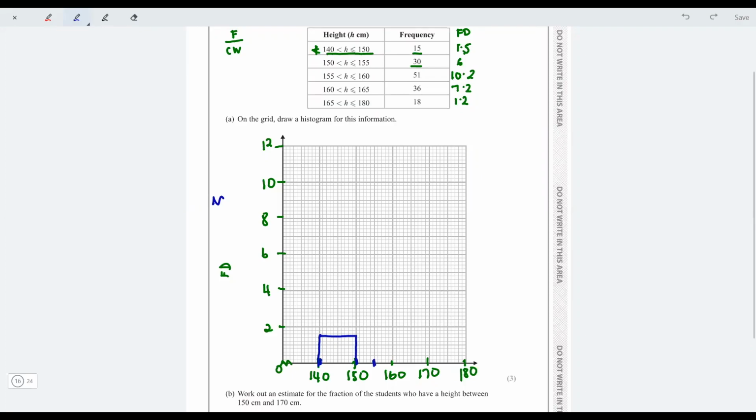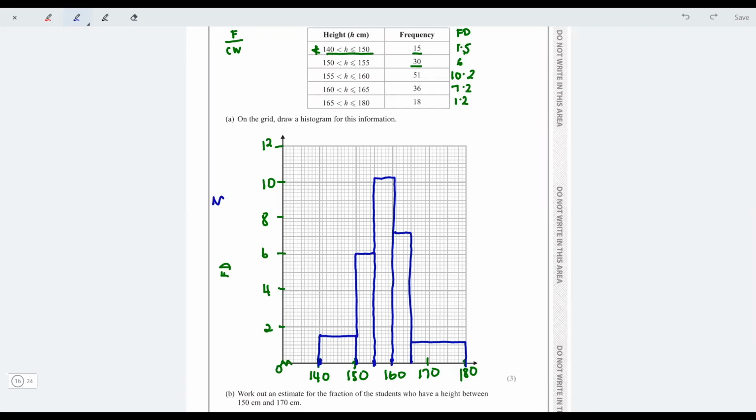150 to 155 is here, and it goes up to 6. So there we are. Obviously you're going to do this with a ruler, better than mine. The next one is till 160, and it's 10.2. So I know 10's there, and 10.2 is going to be there. Next one is till 165, and it's 7.2. And the last one is 165 to 180, which is 1.2. We are done. So we've drawn our histogram.